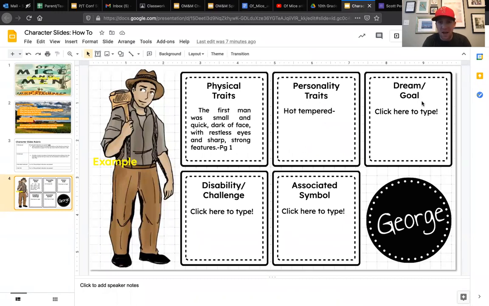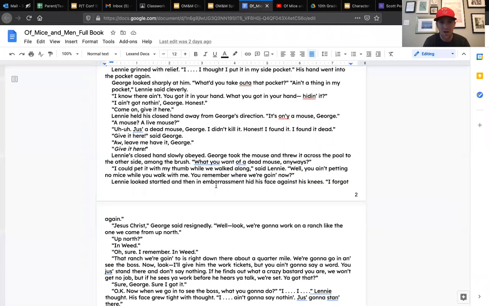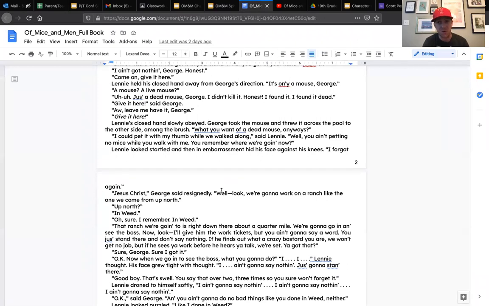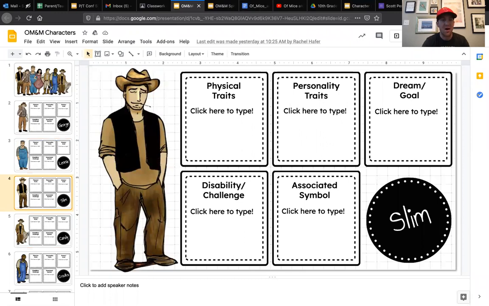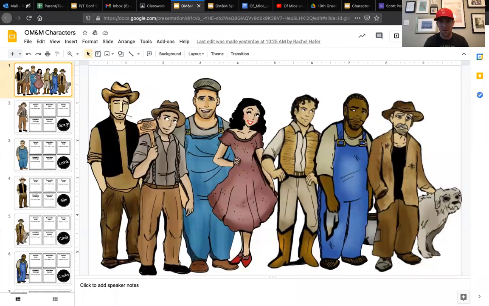You're going to want to do the same thing for his dreams and goals, for how he might be challenged or have a disability, and what symbol is associated with him. You're going to do that for each character. If you pull quotes from the book to show that, it's going to show me that you first know the book, but also that you know it at a high level. That's what I'm looking for as you complete the Of Mice and Men characters chart. So you're going to do that for each of these characters.